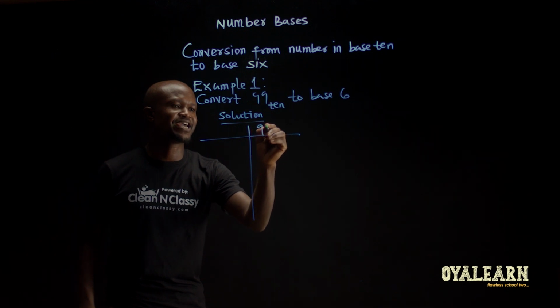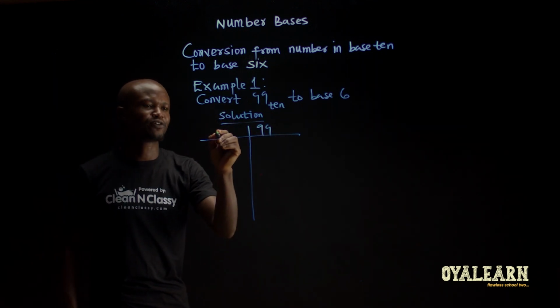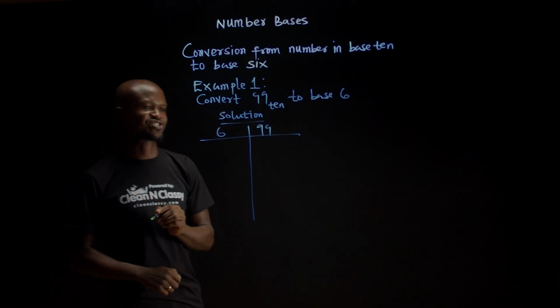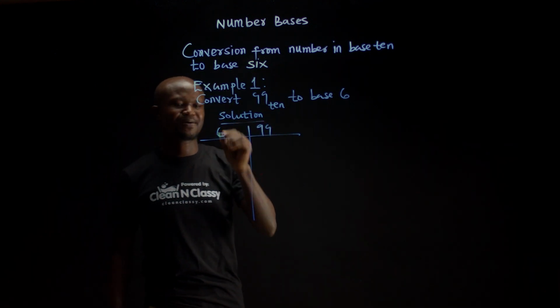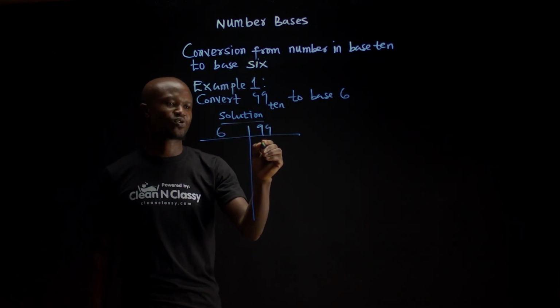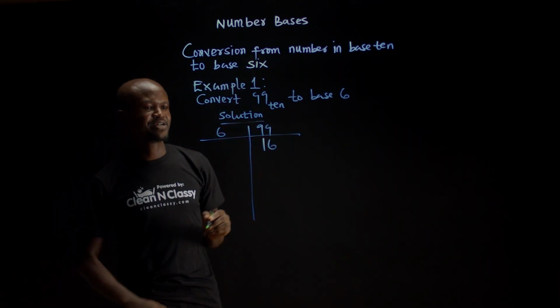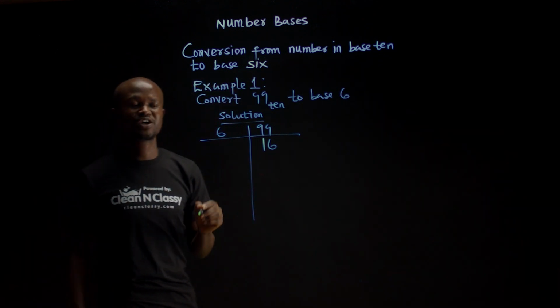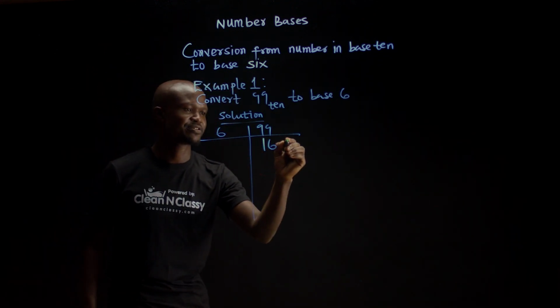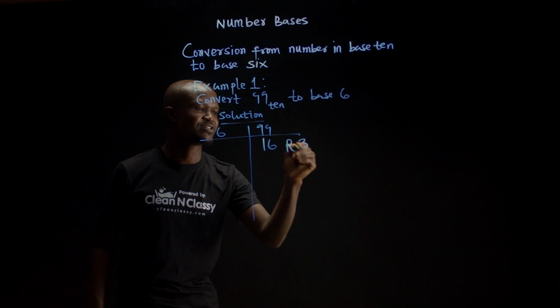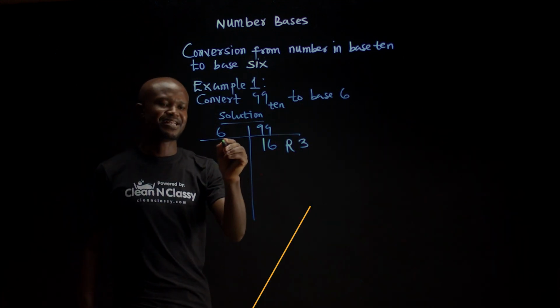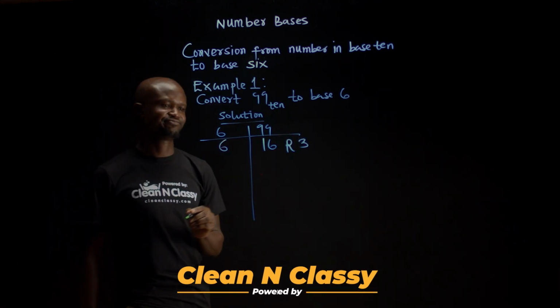Now we write 99 here. Then what are we converting to? What base? Base 6. 99 divided by 6. That's what? 16. Because 16 times 6 will give us what? 96. So we have remainder what? 3. Now we divide by 6 again.